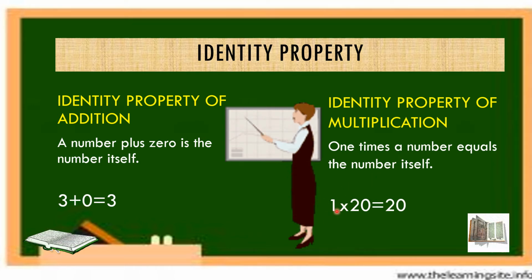So what is identity property of addition? A number plus 0 is the number itself. 3 plus 0 equals 3. What is identity property of multiplication? 1 times a number equals the number itself. 1 times 20 equals 20.